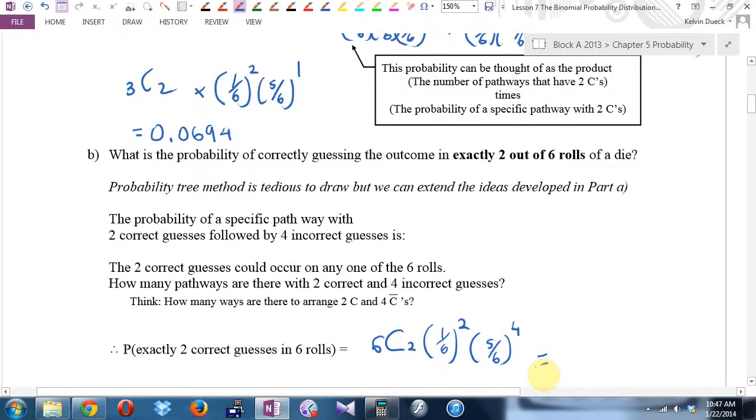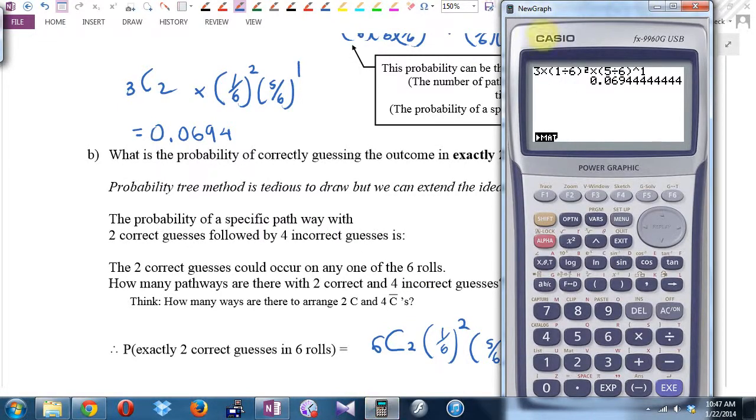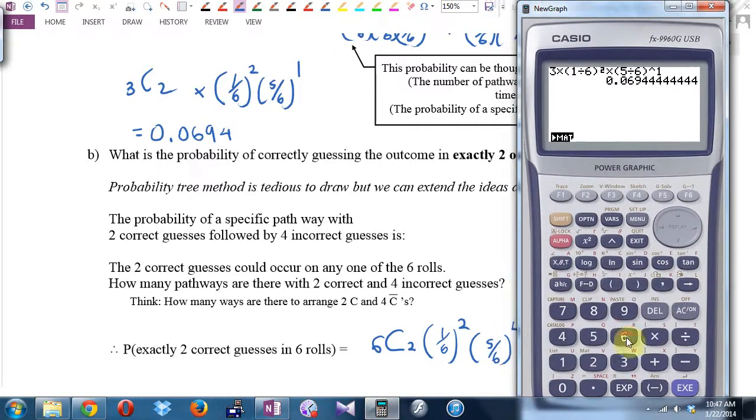And you don't yet realize how useful this is, because much like in the last unit, we turned a lot of questions into words, we can turn a lot of probability situations into a binomial probability distribution. You get 6 choose 2, 1/6 squared.